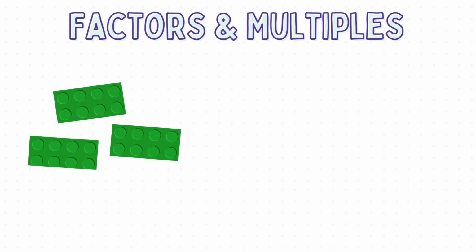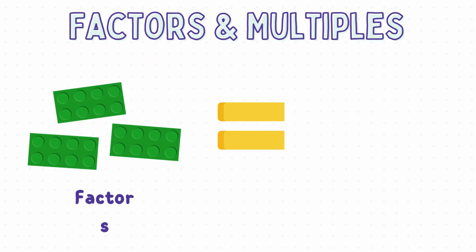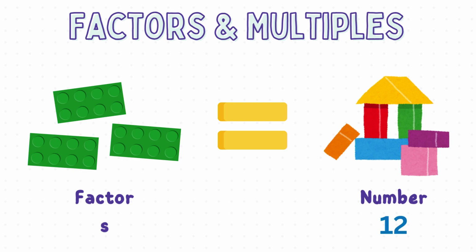Think of factors like building blocks. They're the pieces you put together to build a number. And what's the building? The number itself. So 12 is the building, and 1, 2, 3, 4, 6, and 12 are the blocks to make that building.